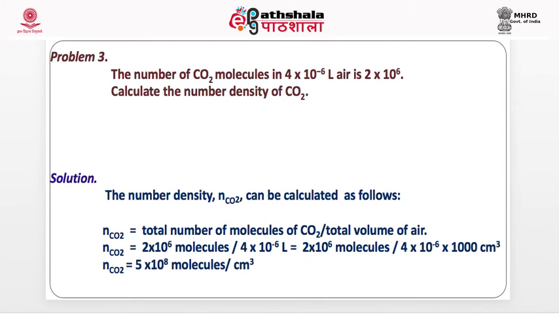The number of CO2 molecules in 4 times 10 to the power liter air is given. Calculate the number density. How will you calculate it? The formula is the total number of molecules of CO2 divided by total volume of air. This is given here. This divided by this gives 5 times 10 to the power 11 molecules per cm cube.